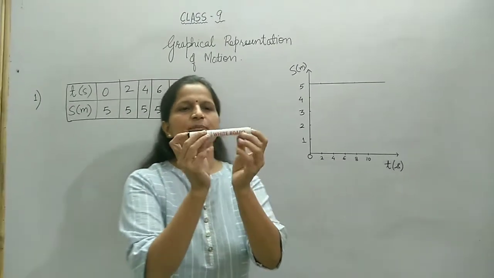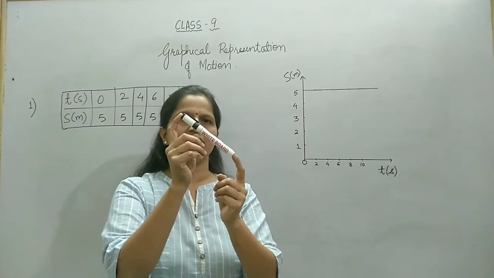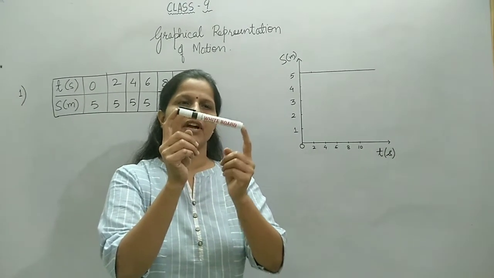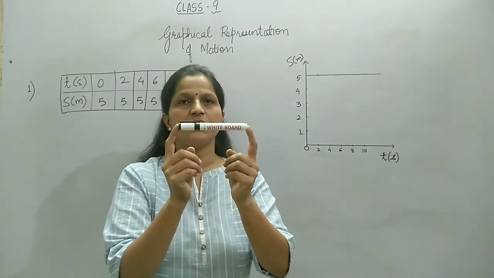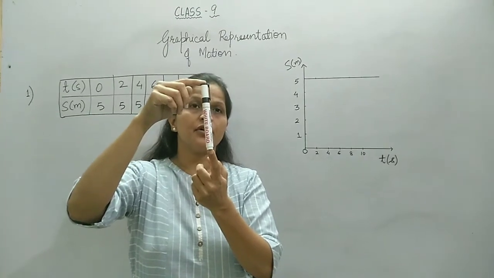Suppose I am holding this pen horizontally like this, and suppose I start inclining this marker like this. So in this condition it has certain slope, while here it becomes absolutely horizontal with a zero slope. If I hold it like this, then it has an infinite slope.